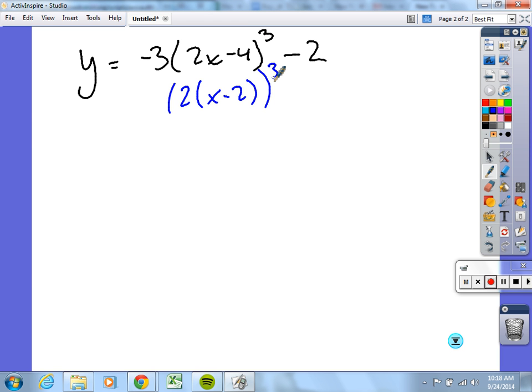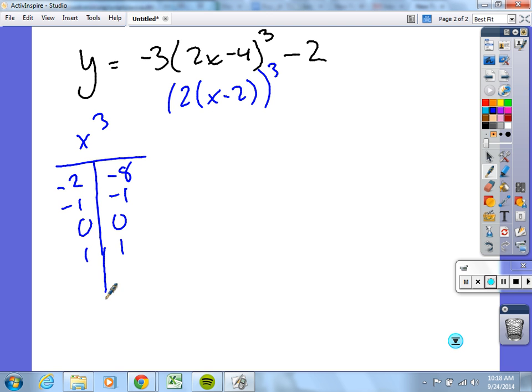Okay. So what I like to do is I start with my basic parent function, x cubed. Is everybody there with me? Okay, what's some nice values for x cubed? Negative 2 gives me negative 8. Negative 1 gives me negative 1, 0 gives me 0, 1 gives me 1, 2 gives me 8. I just plugged in those x values and got some y values, right? Negative 2 cubed is negative 8, negative 1 cubed is negative 1, and so forth. Okay, basically, like I said, this graph looks like this. Anybody have a question there?